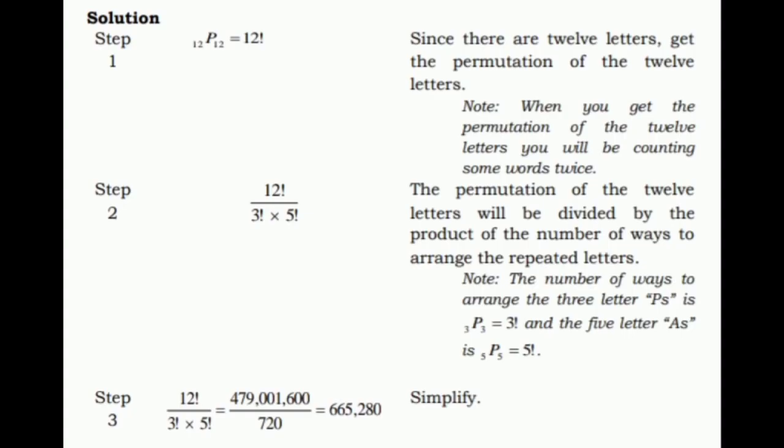How many distinguishable arrangements can be formed from the letters of the word pagpapakatao? Since there are 12 letters, get the permutation of the 12 letters. The permutation of the 12 letters will be divided by the product of the number of ways to arrange the repeated letters. Note that the number of ways to arrange the 3 letter P's is the permutation of 3 different objects taken 3 at a time. That is 3P3 equals 3 factorial, and the 5 letter A's is the permutation 5P5 equals 5 factorial. And then lastly, simplify. Therefore, there are 665,280 different ways to rearrange the word.